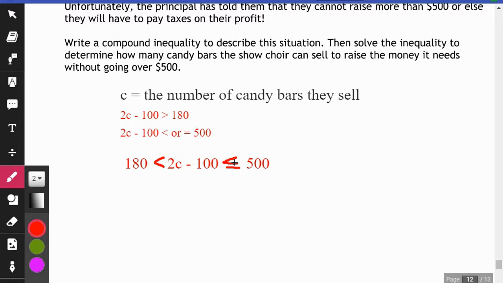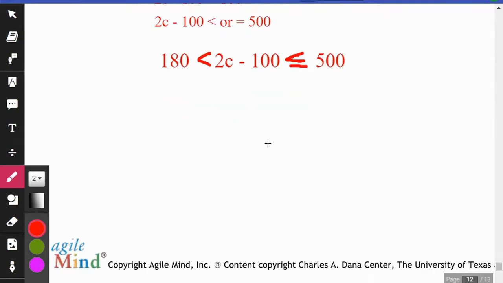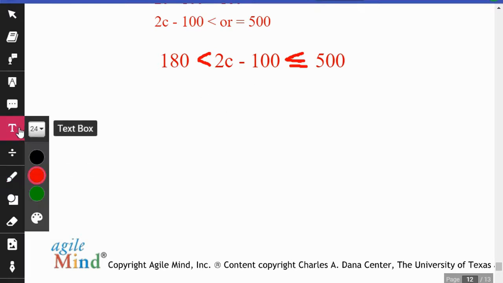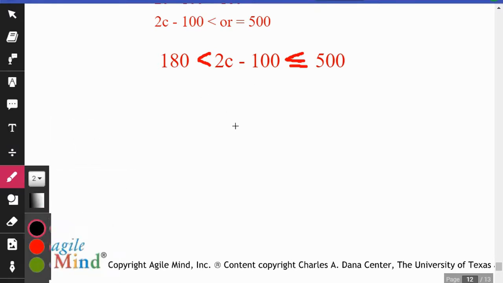We're going to get c by itself. How do we do that? Just like we did in previous ones, we got to get rid of the 100 and the 2. So let's mess around with this and see how it looks. Okay. Let's get rid of the 100 by adding 100 to both sides. So I'm going to change it to black. Plus 100.